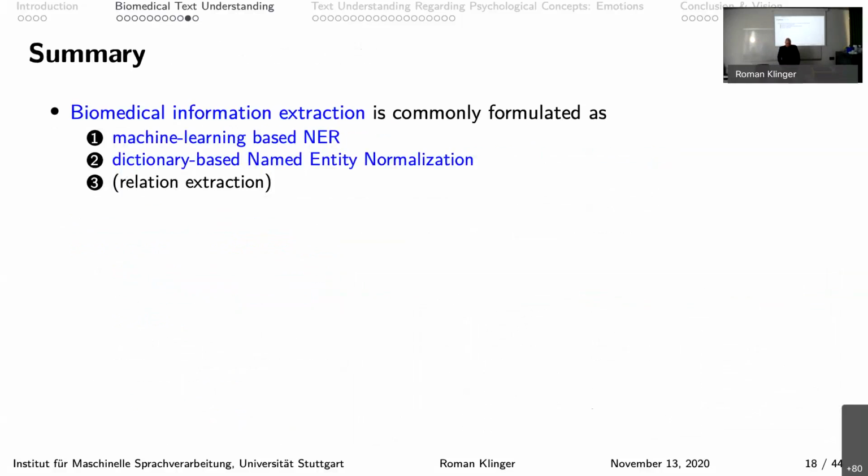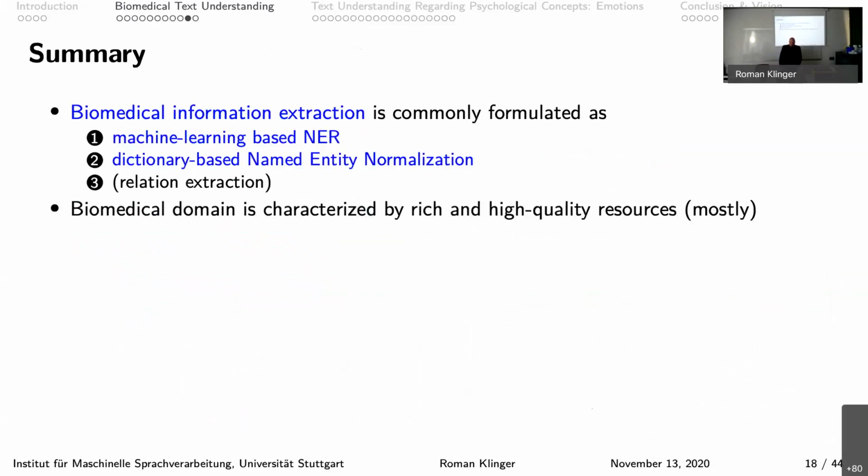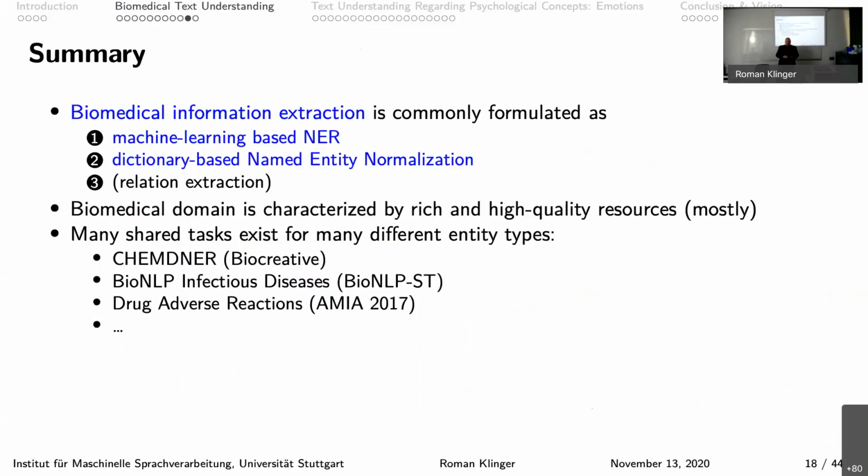So I'm nearly done with the first part of this talk. What we've seen so far is that biomedical information extraction is commonly formulated as machine-based named entity recognition, followed by a dictionary-based named entity normalization, and we could do relation extraction afterwards. The biomedical domain is characterized by comparably rich and high-quality resources, and there exists a rich set of different corpora and shared tasks where people can build and evaluate their models.